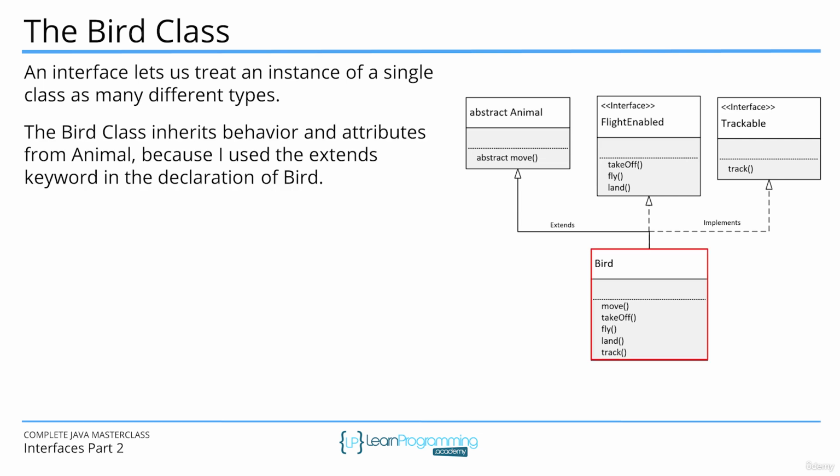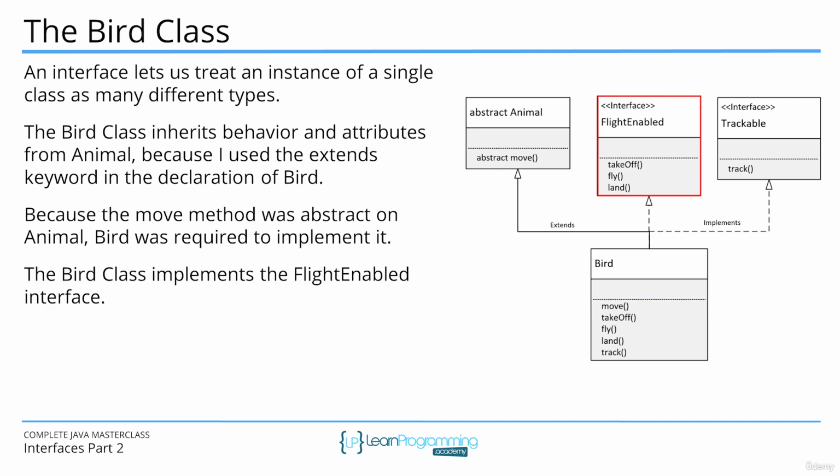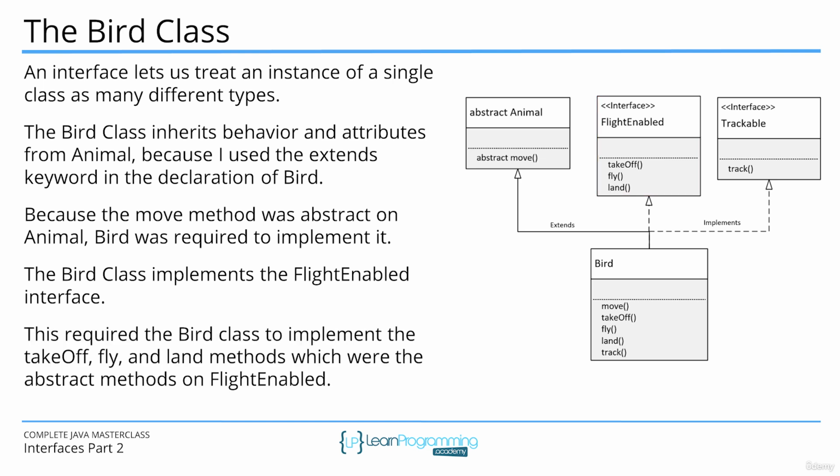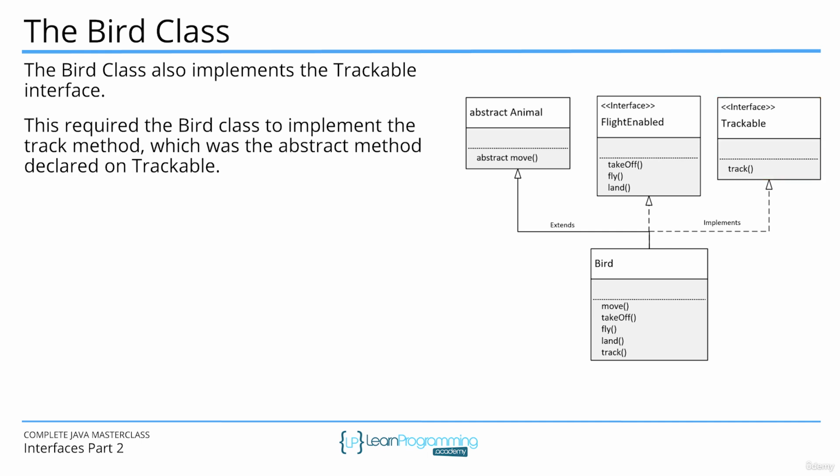The Bird class inherits behavior and attributes from Animal because I used the extends keyword in the declaration of Bird. Because the move method was abstract on Animal, Bird was required to implement it. The Bird class implements the FlightEnabled interface. This required the Bird class to implement the takeoff, fly, and land methods, which were the abstract methods on FlightEnabled. The Bird class also implements the Trackable interface. This required the Bird class to implement the track method, which was the abstract method declared on Trackable.